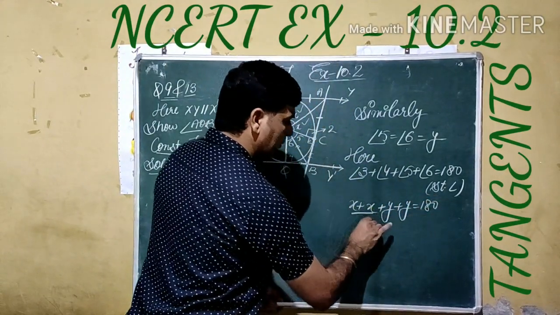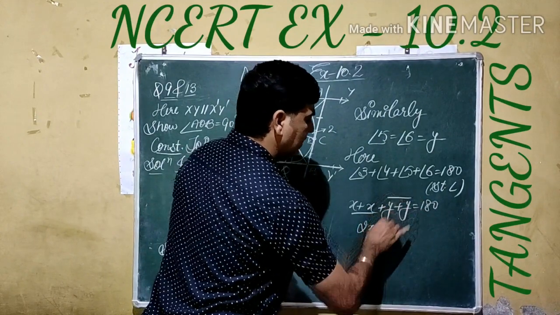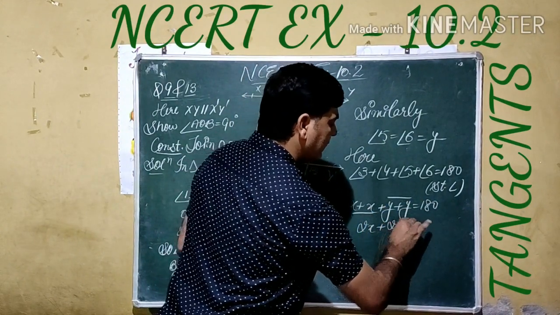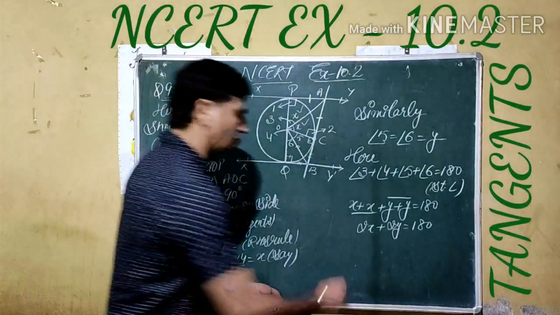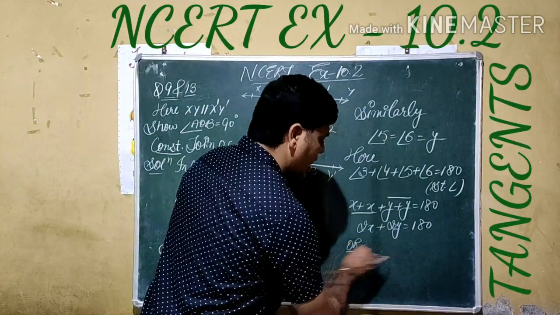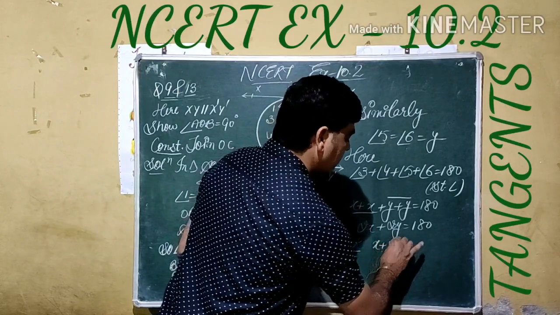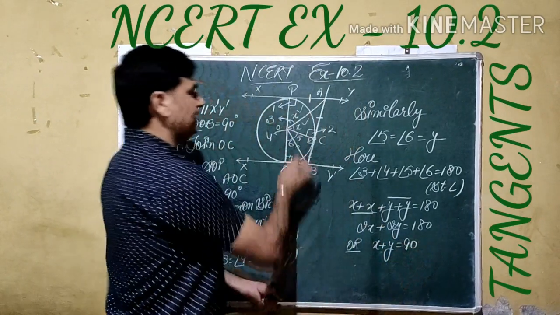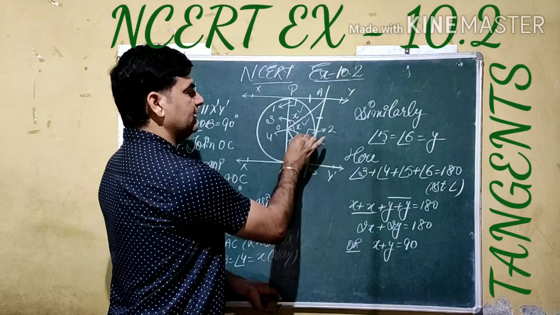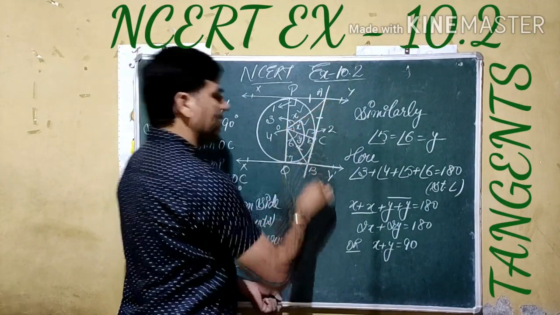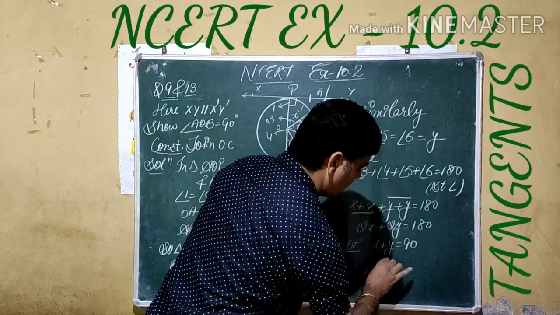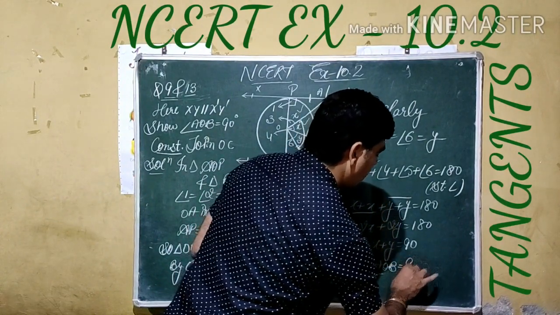If you see, double of X plus double of Y. All come in the table of 2, so divide by 2. We get X plus Y is equal to 90. X means this angle, Y means this angle. Means this pair of angles, angle AOB, becomes 90 degrees.